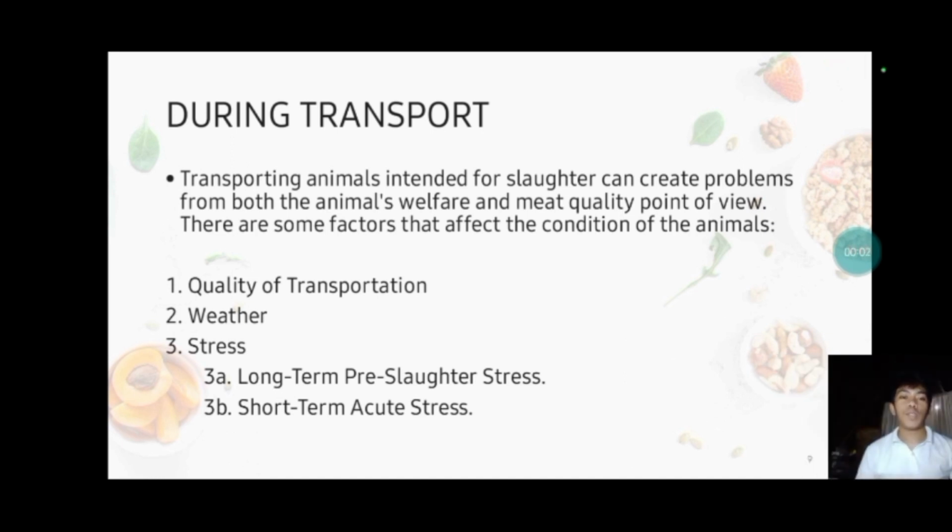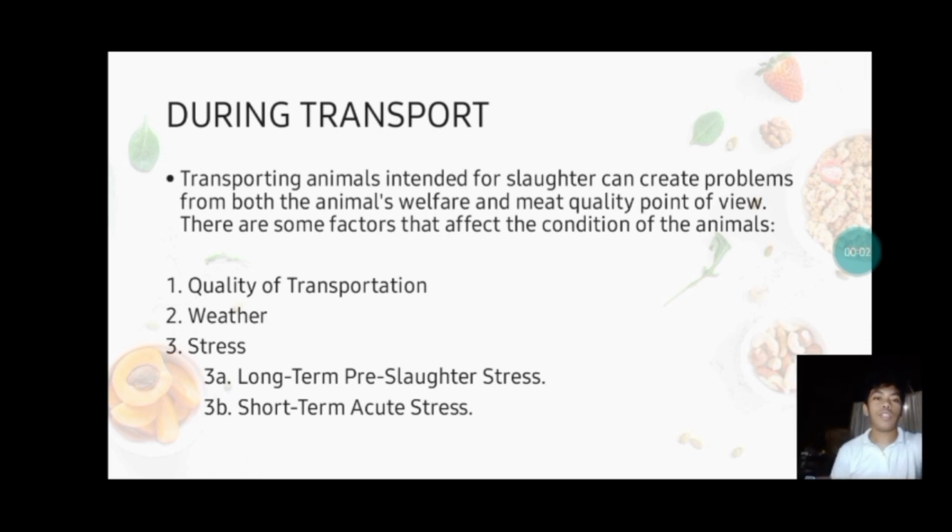The next factor is weather. Hot and sunny weather or cold and rainy weather are the most hazardous conditions during transport of livestock. For example, pigs, which have poorly developed sweat glands, are highly susceptible to heat and stress. Therefore, during hot weather, it is preferable to transport those animals at night or early in the morning to avoid the increased heat buildup inside the truck.